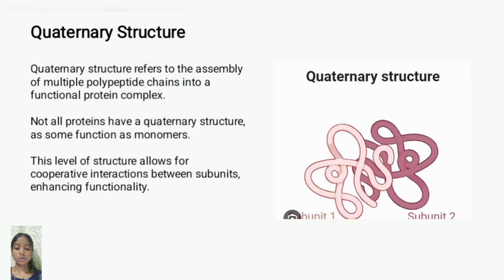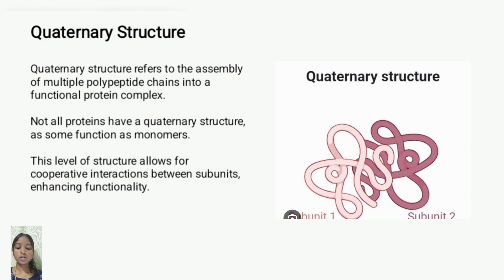Quaternary structure. The quaternary structure refers to the assembly of multiple polypeptide chains into a functional protein complex. Not all proteins have a quaternary structure, as some function as monomers. In many cases there is less chance of having a quaternary structure, because most of the proteins considered are monomers. This level of structure allows for cooperative interactions between subunits, enhancing functionality.